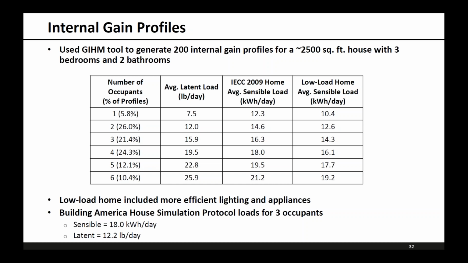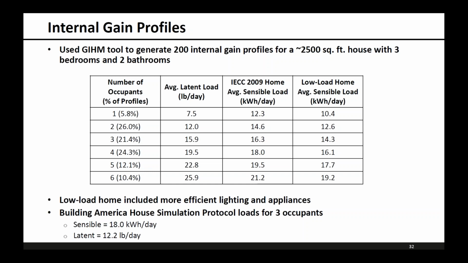So for reference, the Building America House Simulation Protocol loads for a 3-occupant house come out at 18 kilowatt hours a day for sensible, whereas our average for the IECC 2009 home is 16.3 kilowatt hours a day. So we've got slightly less sensible load. Part of that is due to the fact that the GIM tool allows for more efficient lighting to be used in the IECC 2009 homes.